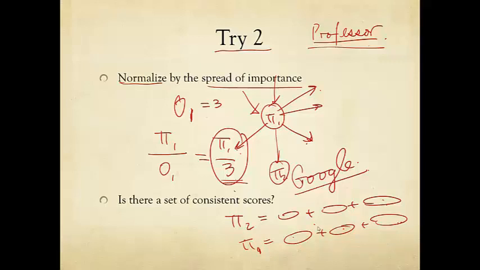Can they actually make sense collectively? Is there a set of consistent scores pi? Is there a vector pi that can satisfy all these linear equations simultaneously? If so, then we have found a meaningful and self-consistent way to assign importance scores. If not, then we're in trouble. So the question now is, how can we modify this basic intuition in our try number 2 in order to guarantee both the existence of such a set of consistent scores and an efficient way to compute these scores?